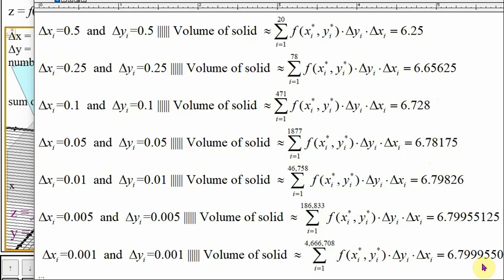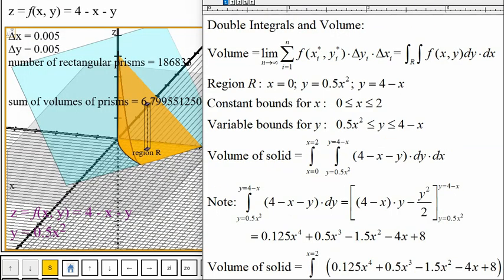And now let's go find the exact answer and see if we get 6.8. And so to get the exact answer, then we have to divide region R here into an infinite number of rectangles, meaning allow n to run to infinity. And then we define this limit quantity here as the double integral. And for the double integral, we can use either the dy dx method or the dx dy method. So in this case, I chose to use the dy dx method.